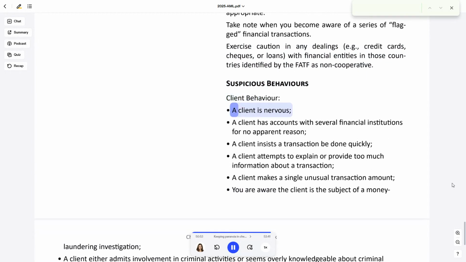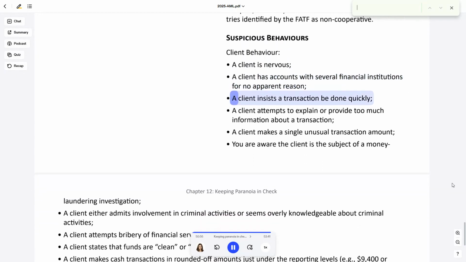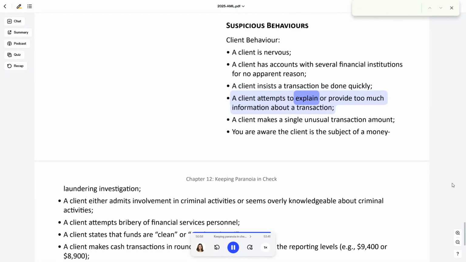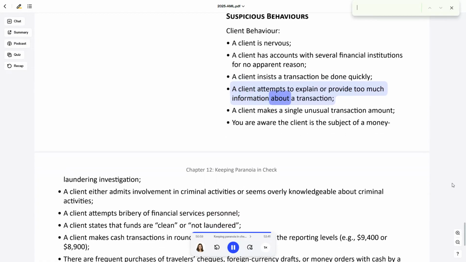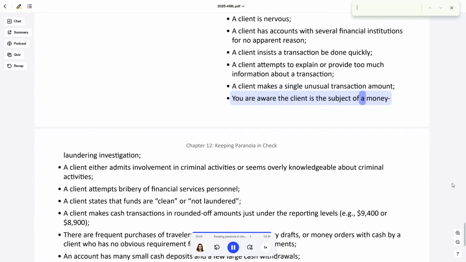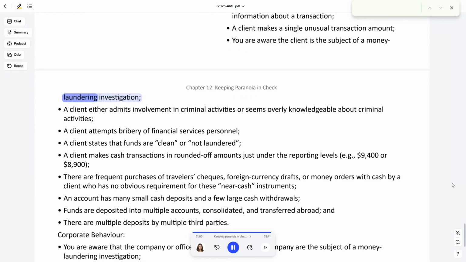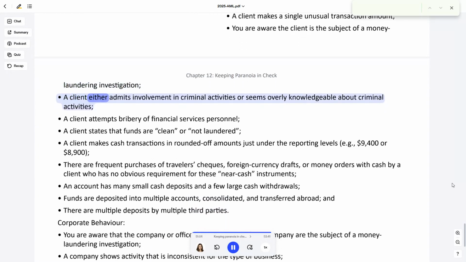Suspicious behaviors. Client behavior. A client is nervous. A client has accounts with several financial institutions for no apparent reason. A client insists a transaction be done quickly. A client attempts to explain or provide too much information about a transaction. A client makes a single unusual transaction amount. You are aware the client is the subject of a money laundering investigation. A client either admits involvement in criminal activities or seems overly knowledgeable about criminal activities.